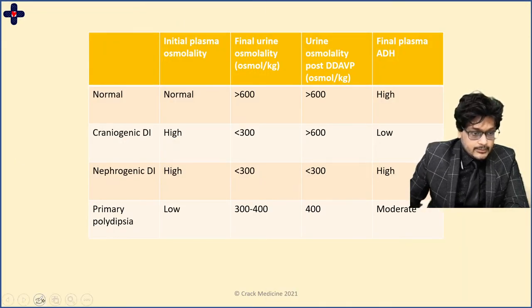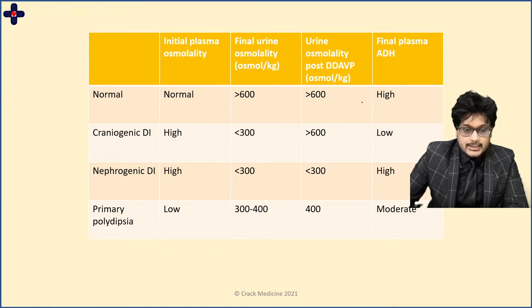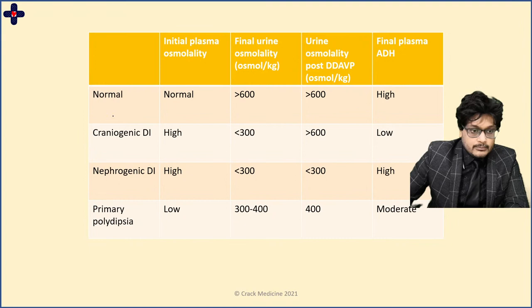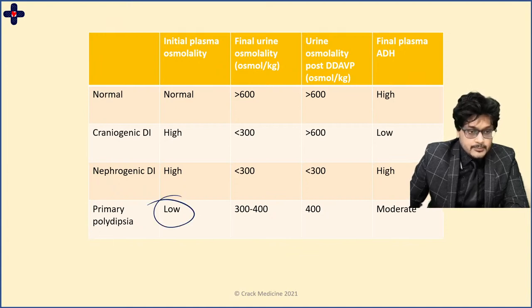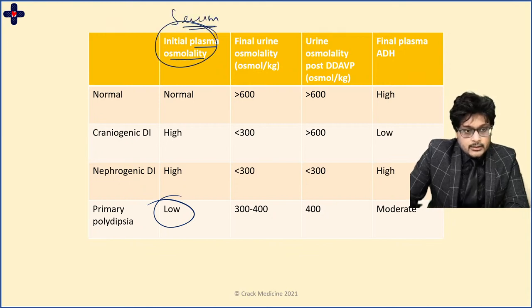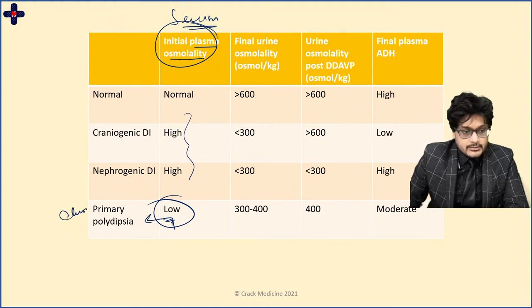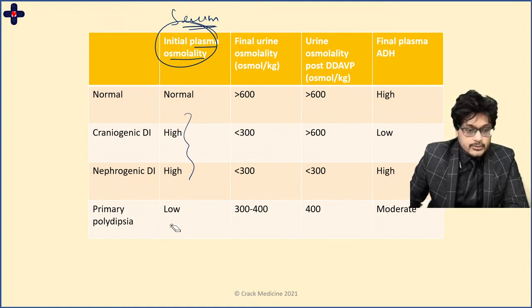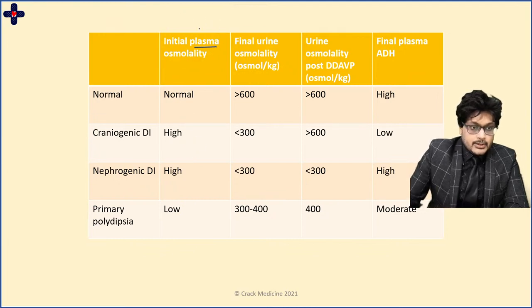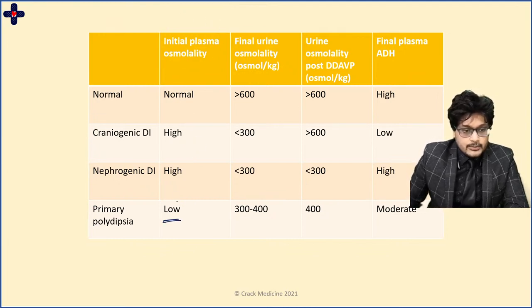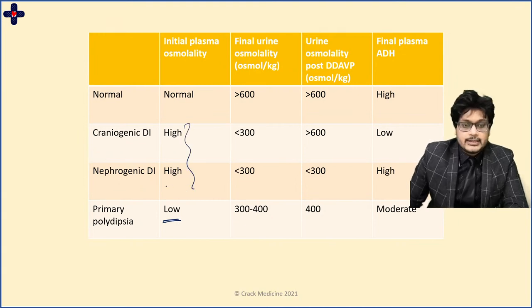Now, what I want to highlight here is you have to understand how you will find out whether it's cranial, nephrogenic, or primary polydipsia. It's quite easy if you just remember this small chart. If you look over here, the initial plasma osmolality, that is your serum, your blood values, will have high osmolality in the others and very low in primary polydipsia because it will be a chronic condition. Just remember this will be chronic, so it will take its time to act. So your plasma osmolality will be low, rest it will be high. So you can easily differentiate that.